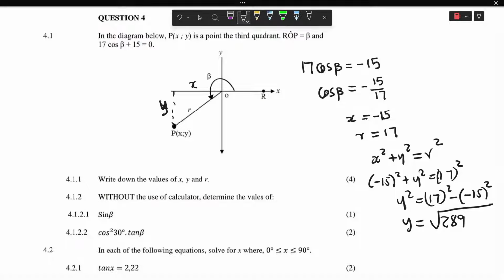We're getting 289 minus 225. And then plus or minus. When you put a square root, it should be plus or minus. So the answer will be plus or minus square root of 64, which is 8. It will be plus or minus 8. Therefore, for y, we're going to take the one which is negative, because this is on the negative side.